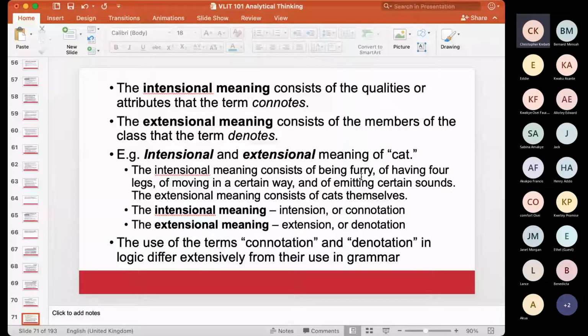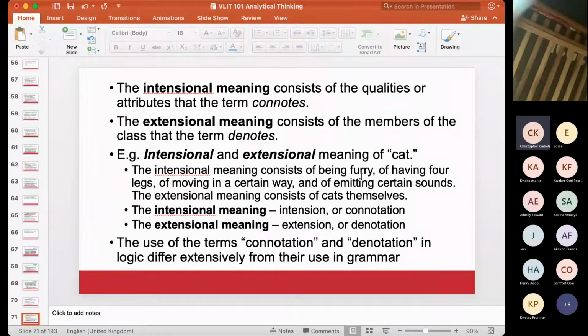So the intentional meaning is what we refer to as the intention or the connotation, because we are saying the qualities or attributes the term connotes. The extensional meaning is what we talk about as the extension, the class that the term actually denotes, the extension of that particular class that the term belongs to. It is also referred to as denotation. The use of the terms connotation and denotation in logic differ extensively from their use in grammar.